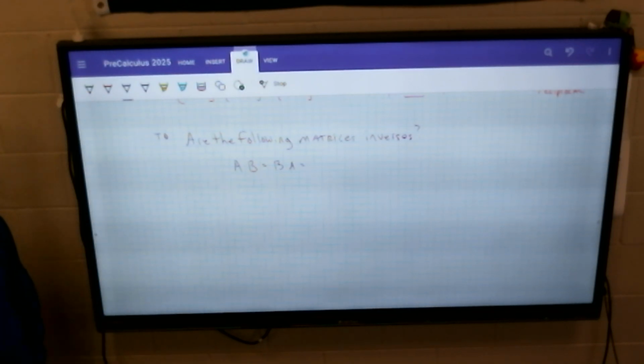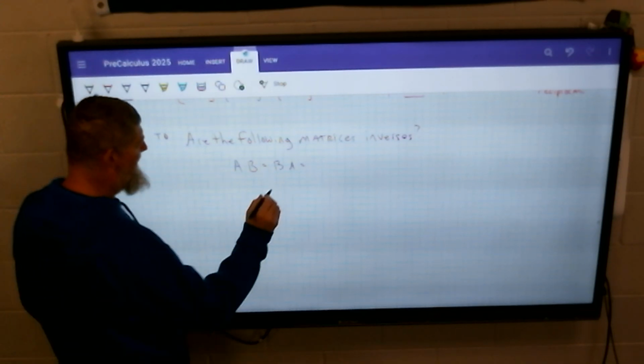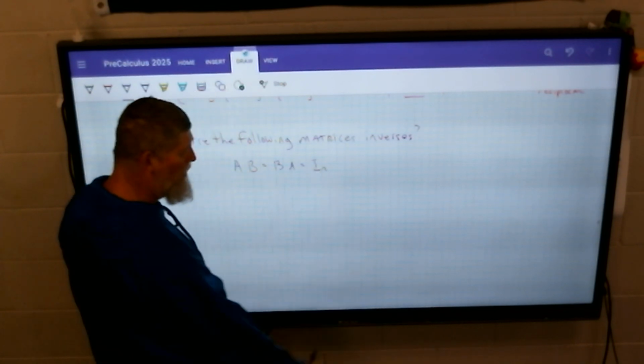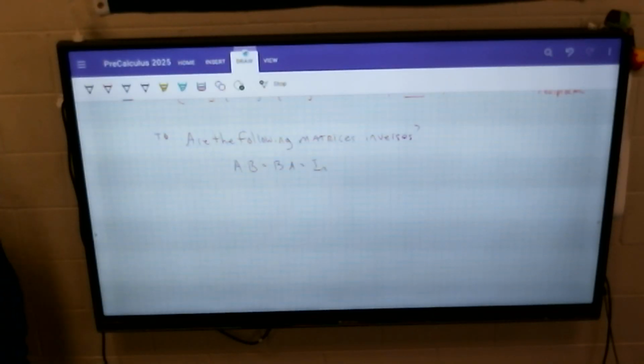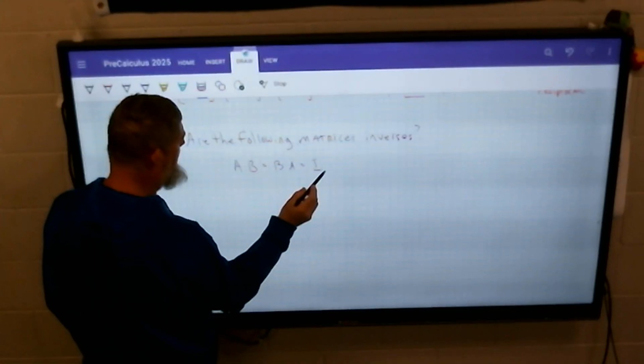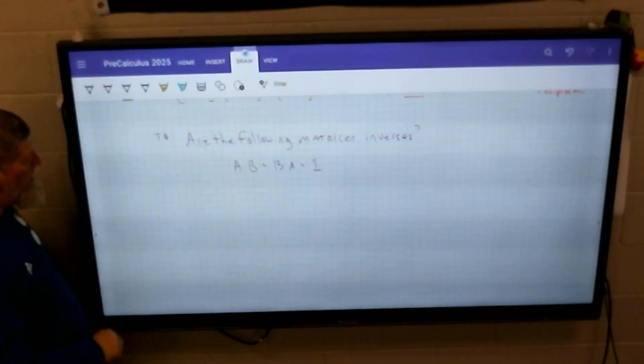1 0 0 1. If it's a 2 by 2, 1 0 0 1. In fact, let's not put the 2 because this is going to be true whether it's a 2 by 2 or 3 by 3 or whatever size it is.